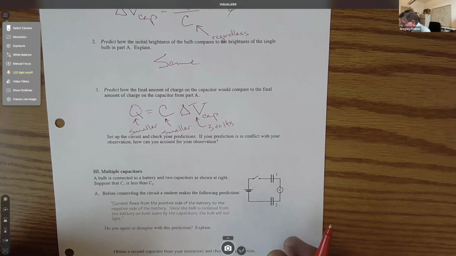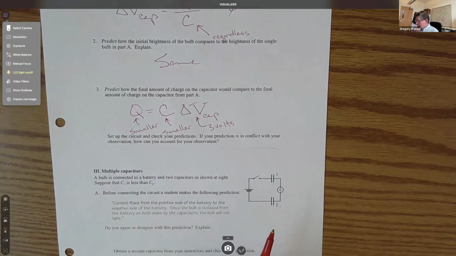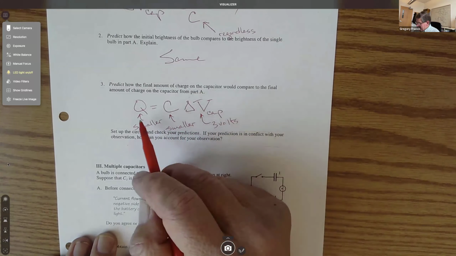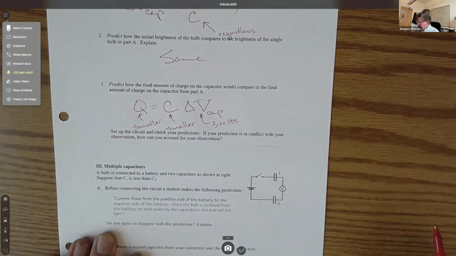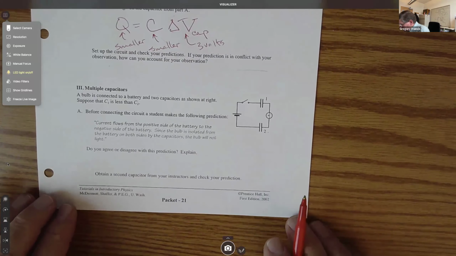And so if we set up the circuit and check our predictions, we're going to find that the voltage is going to be the same, and hence the charge is going to be less. I'm not even going to set that one up. I don't think that's worth our time.